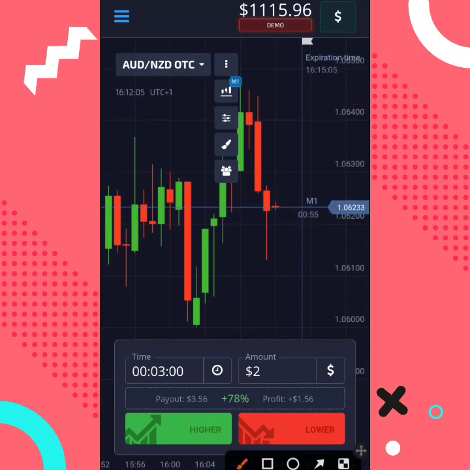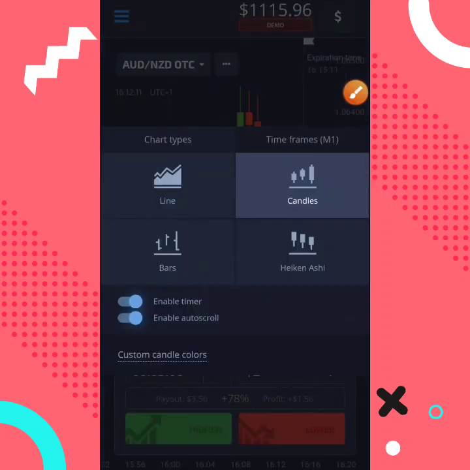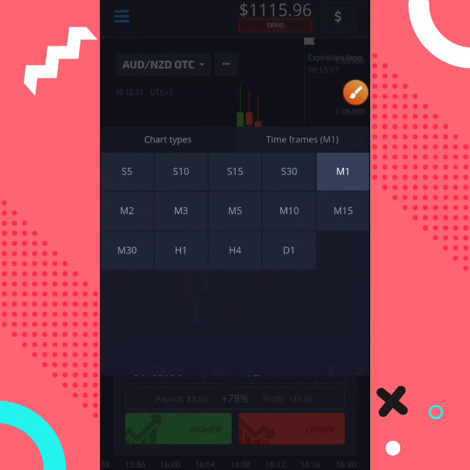Then the next thing we need to adjust. Now my candlestick is 1 minute. You can see from here, look at the time frame here. So click on it and select 1 minute. So I'm using a 1 minute candlestick. So I also will use a 1 minute trade expiration time.